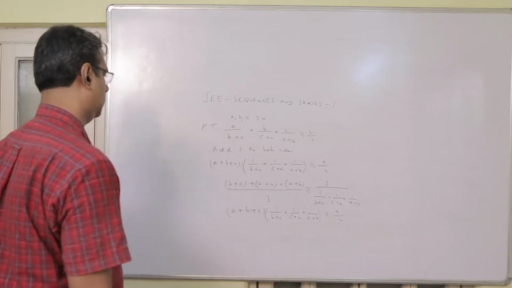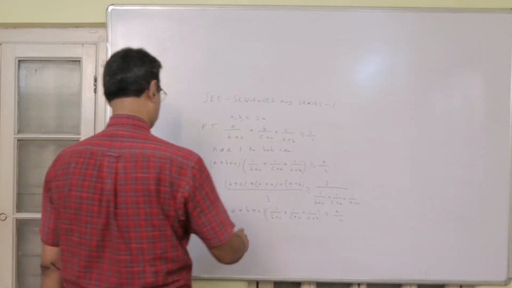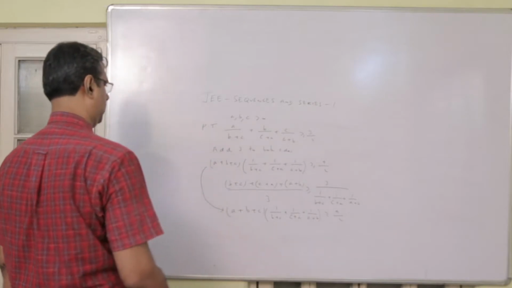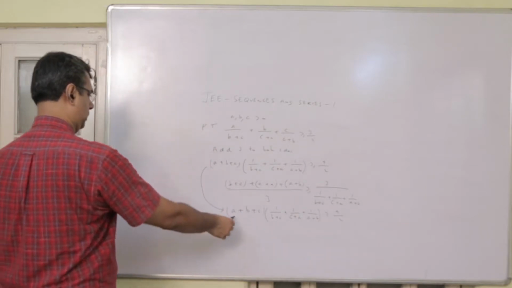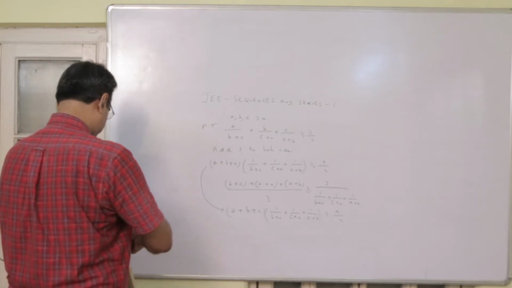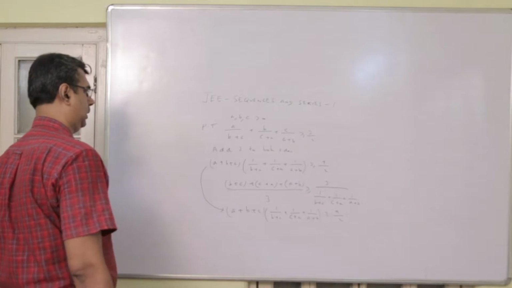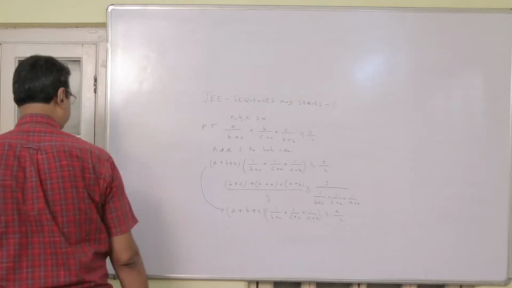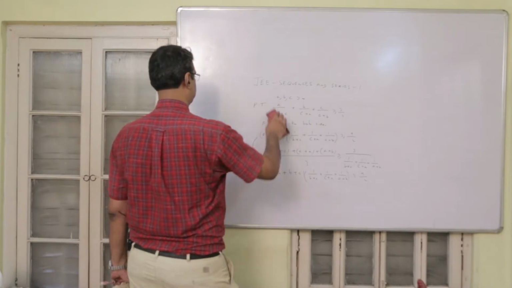So we will get the desired result, the result which we are supposed to get. We were supposed to get this and we have got the result. So this is an example of arithmetic mean greater than equal to harmonic mean. So we have seen two examples, AM greater than GM, AM greater than HM.